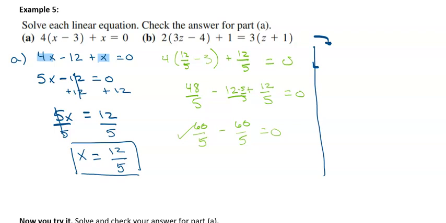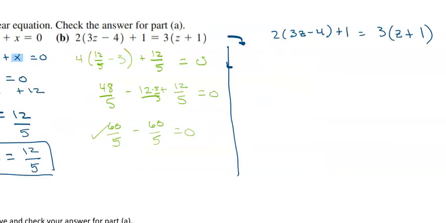All right, so we've got 2 times 3z minus 4 plus 1 equals, now we have another distribution on the other side, 3 times z plus 1. So we have to distribute all of these through the problem. Okay, so we're going to distribute the 2 first. We get 6z minus 8 plus 1. So the 1 is out there by itself, so it doesn't have anything multiplied by it. And then 3z plus 3.